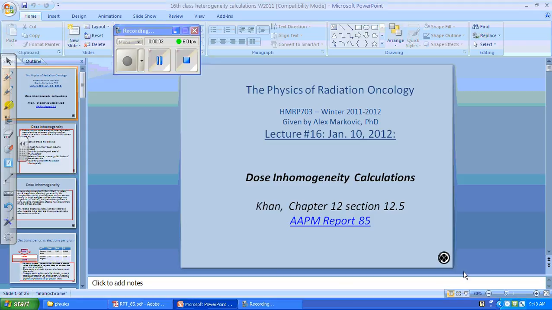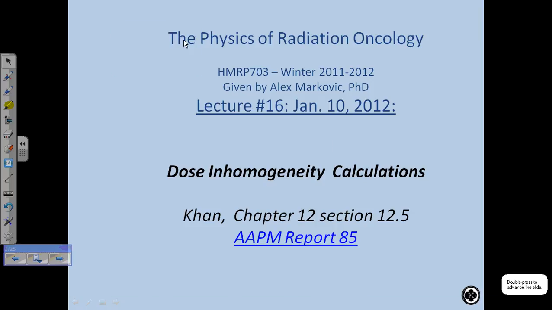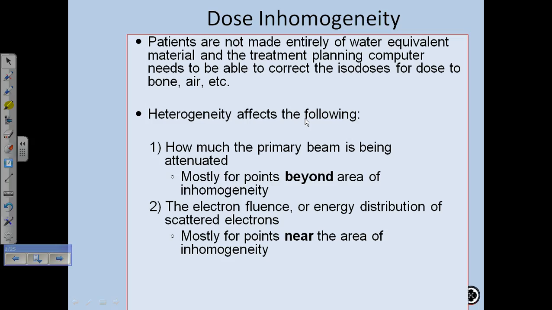All right, inhomogeneity corrections. This is covered in Khan Chapter 12, Section 12.5, and AAPM Report 85. I have the report in the background, so if you need to go to it, I can flip to it. So let's get started.